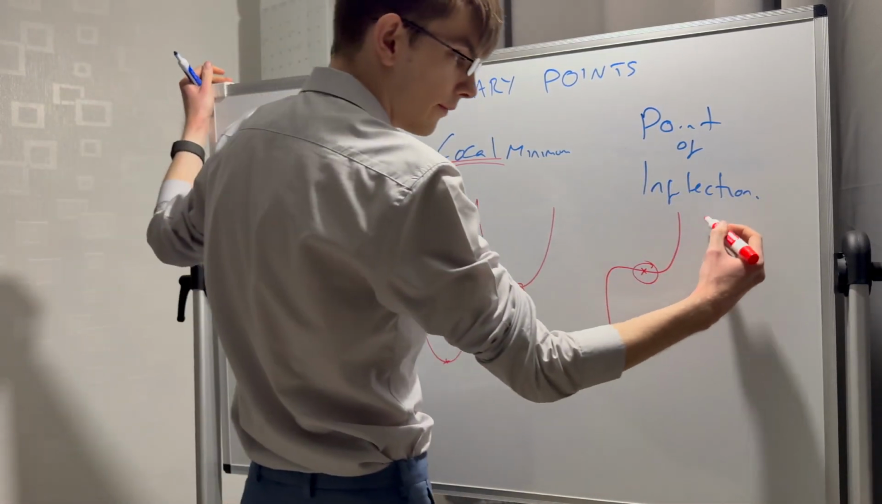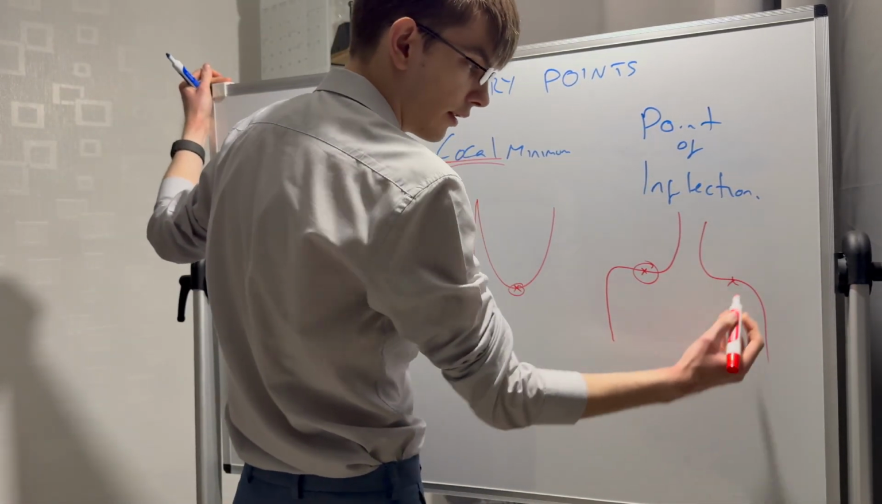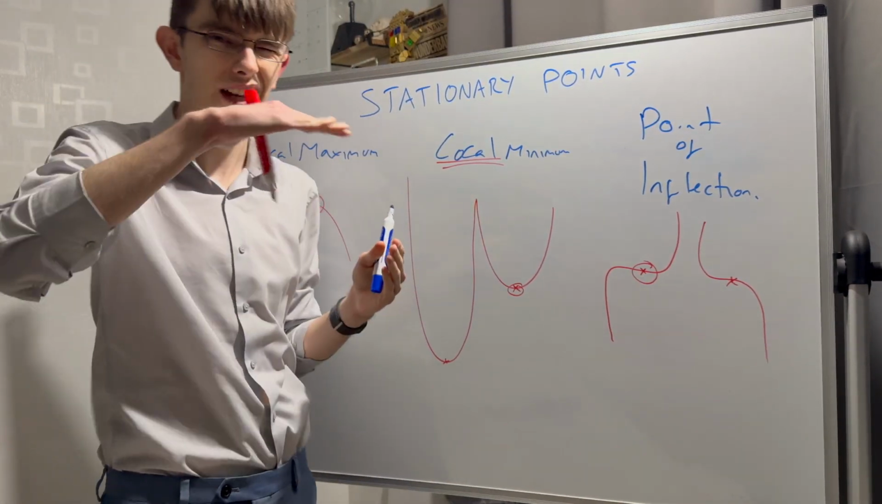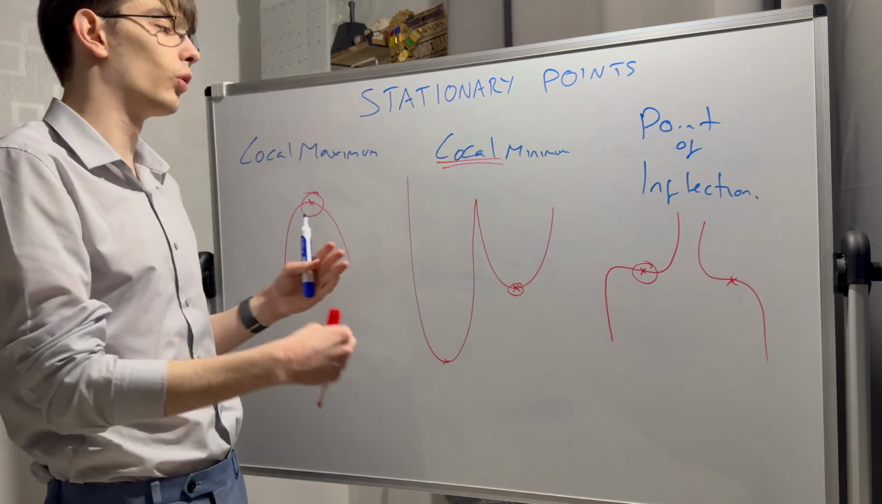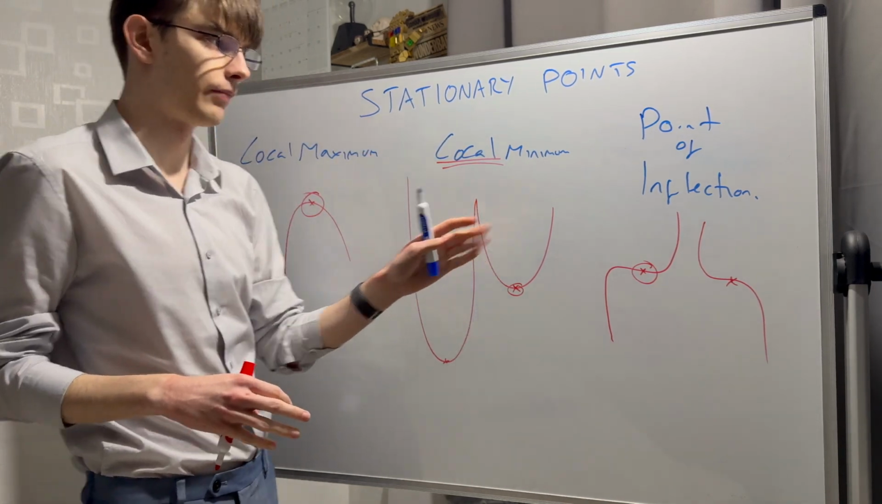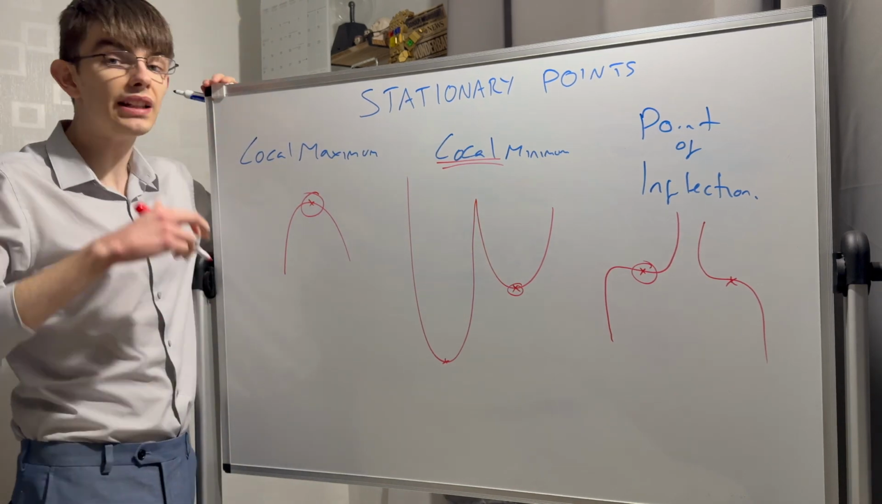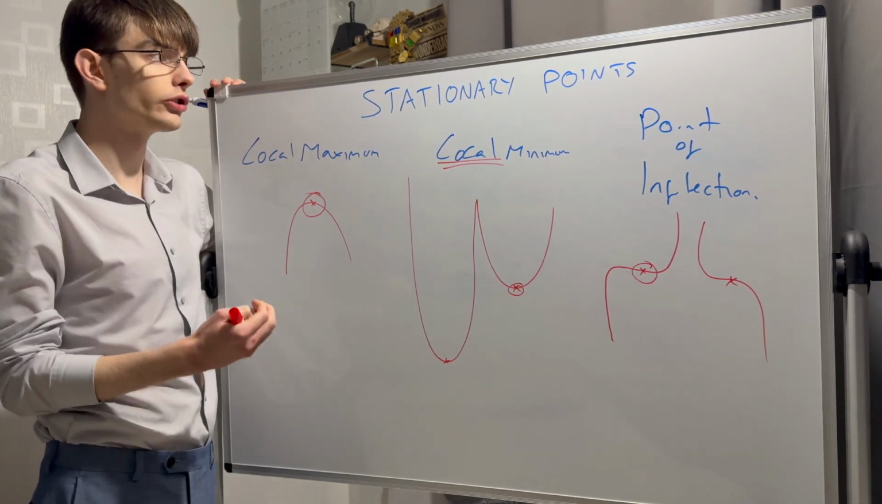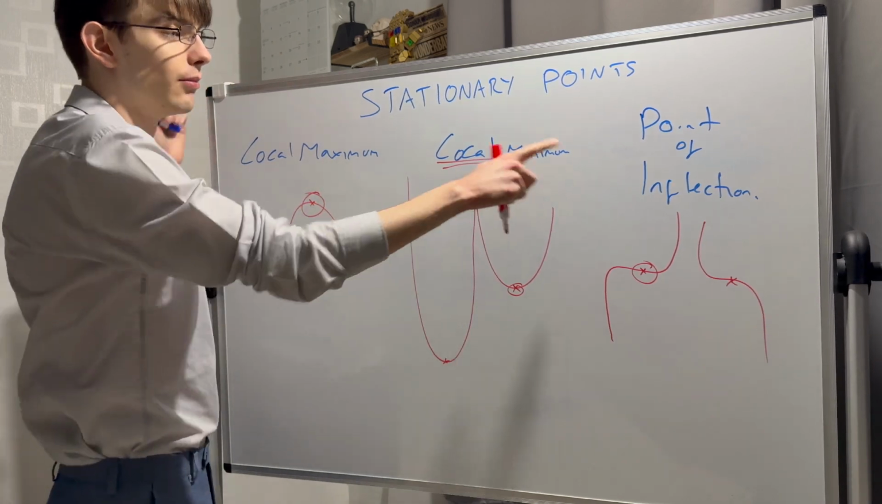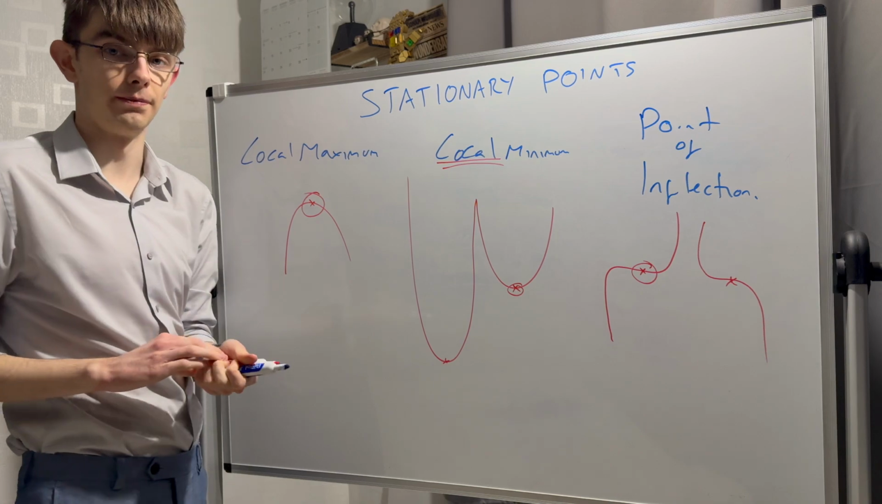It can look like that, or it can look like that. It is simply a point that has 0 gradient, so a straight line, without having the properties of a local minimum or maximum. Fairly straightforward. So now let's have a look at how to find out what a stationary point is, whether it is a maximum, a minimum, or a point of inflection.